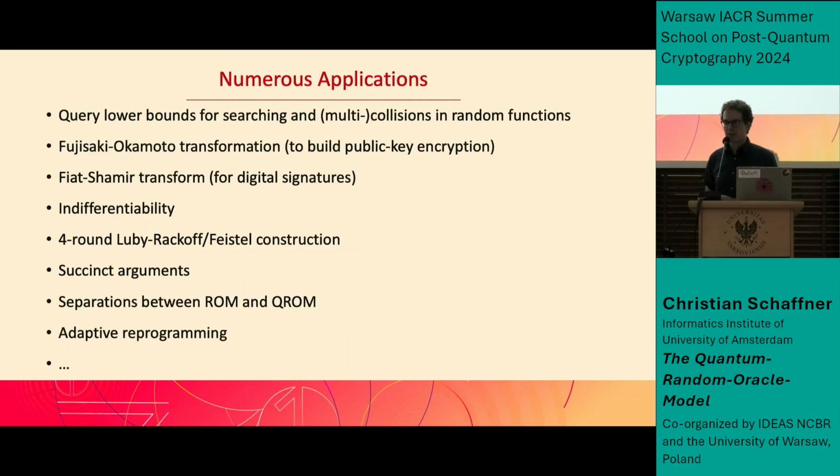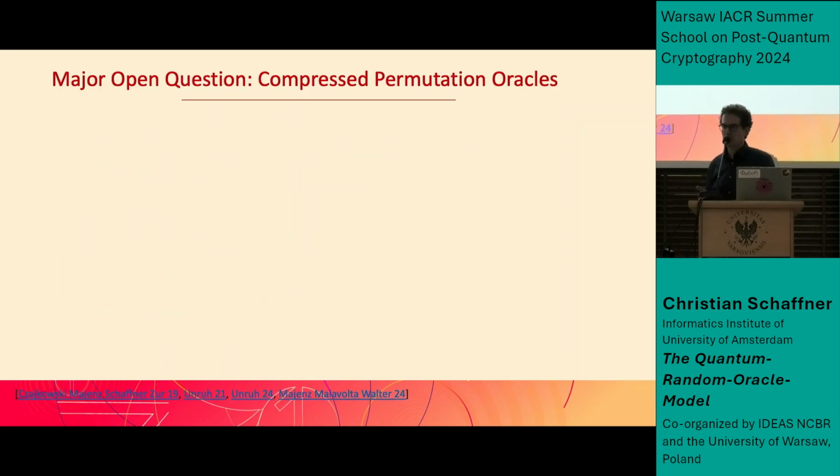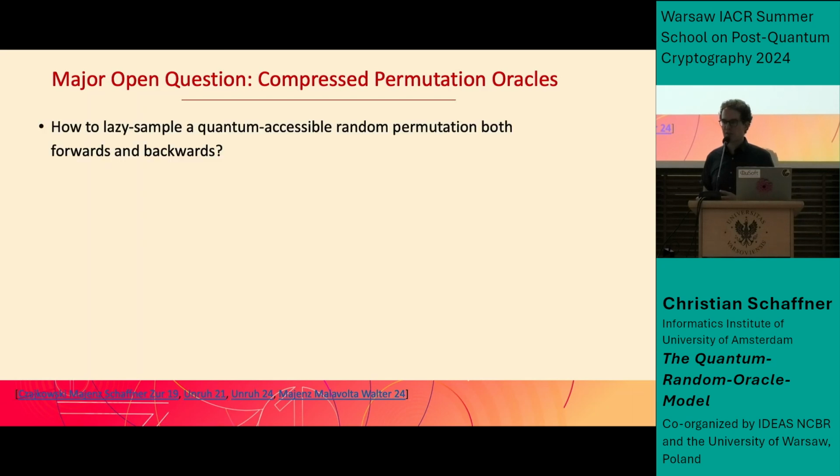I think, yeah, here's a couple of applications. I think I will not dive further into details. I also had an open question, a major open question: how do you deal with permutations? So far we've dealt with random functions, and we've given an idea how to simulate those in the compressed oracle technique. But what about permutations?